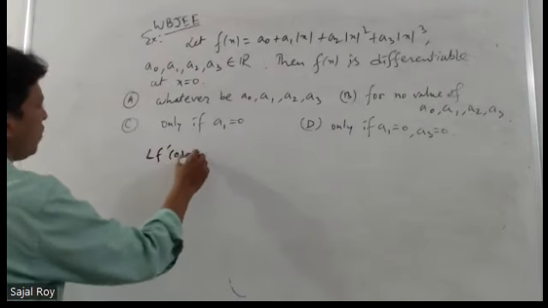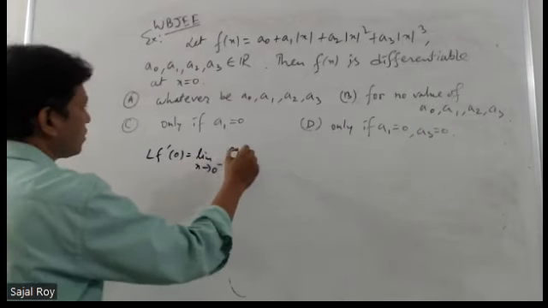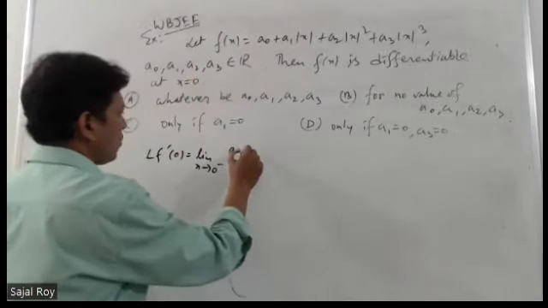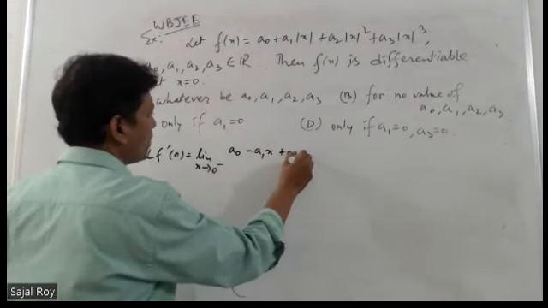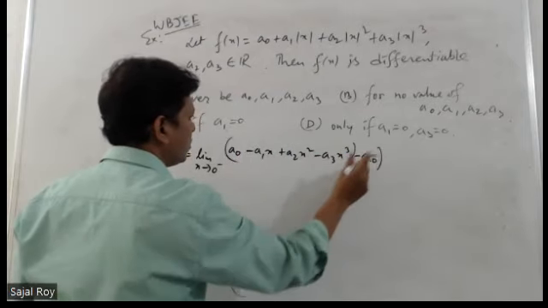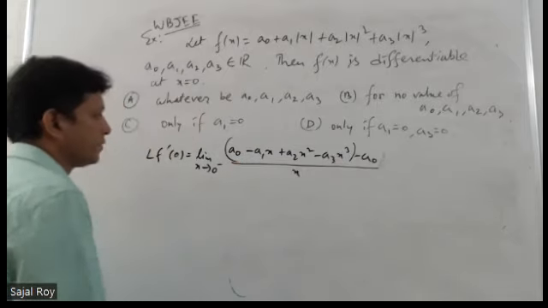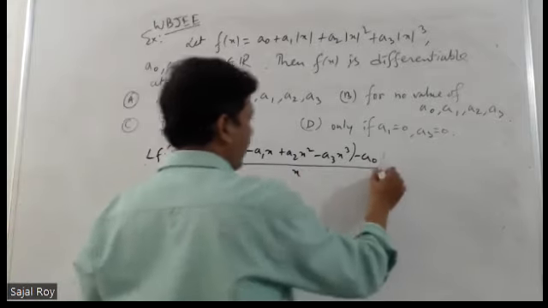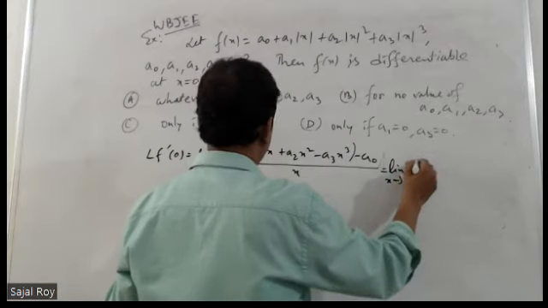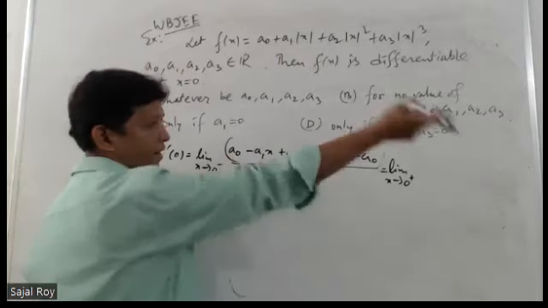Left hand derivative at 0 will be limit x tends to 0 minus a naught, and you see at 0 the value of the function will be a naught. So minus a1x plus a2x squared minus a3x cubed minus a naught over x minus 0 over x, and your right hand derivative will be, this is left hand, let me write the right hand derivative. Again, I'm not writing a naught because this a naught and a naught get cancelled in the right hand derivative also.